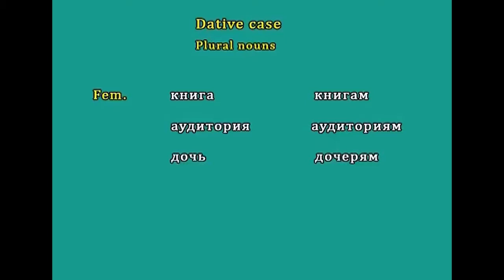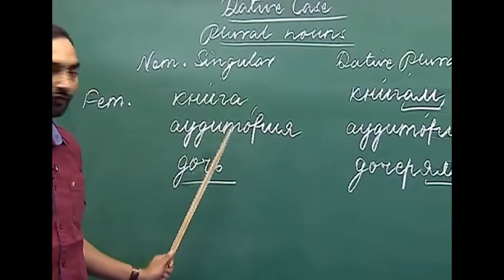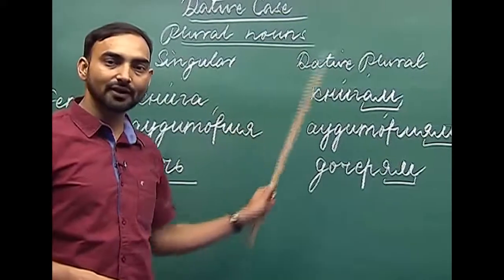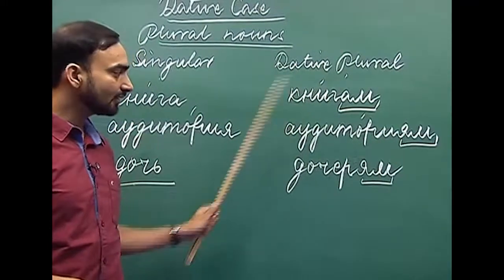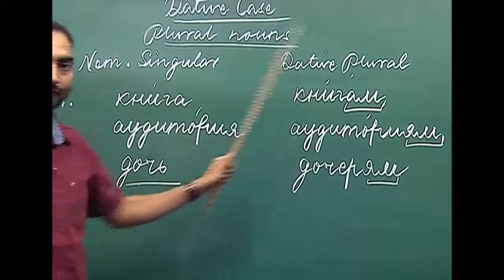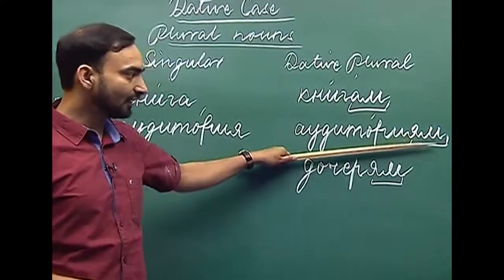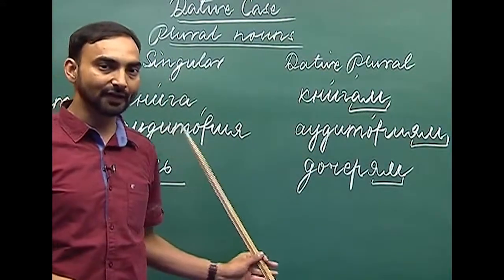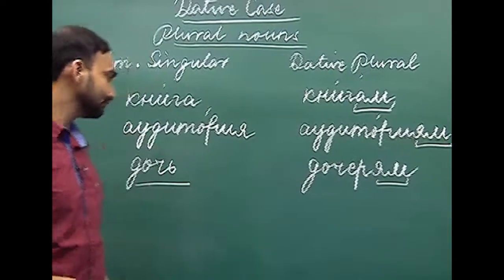The next feminine gender noun we have is auditoria. Auditoria, as you can see, ends with a soft vowel ya. So, what will happen when this auditoria is used in the dative plural? We will use yam: auditorium. So, if a noun ends with a soft ending, we use yam.